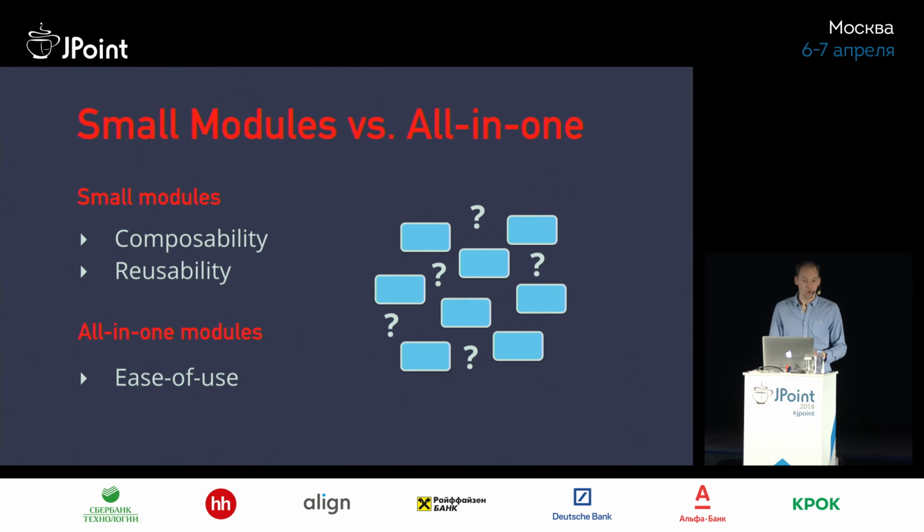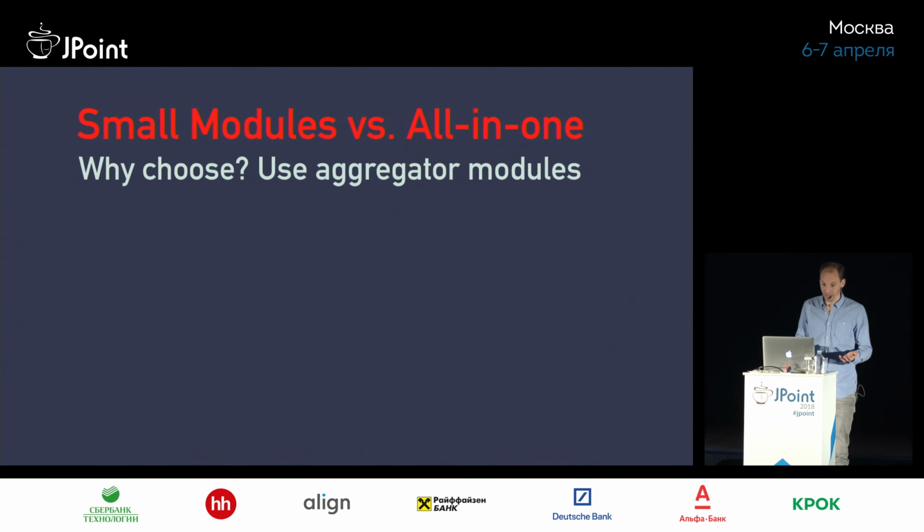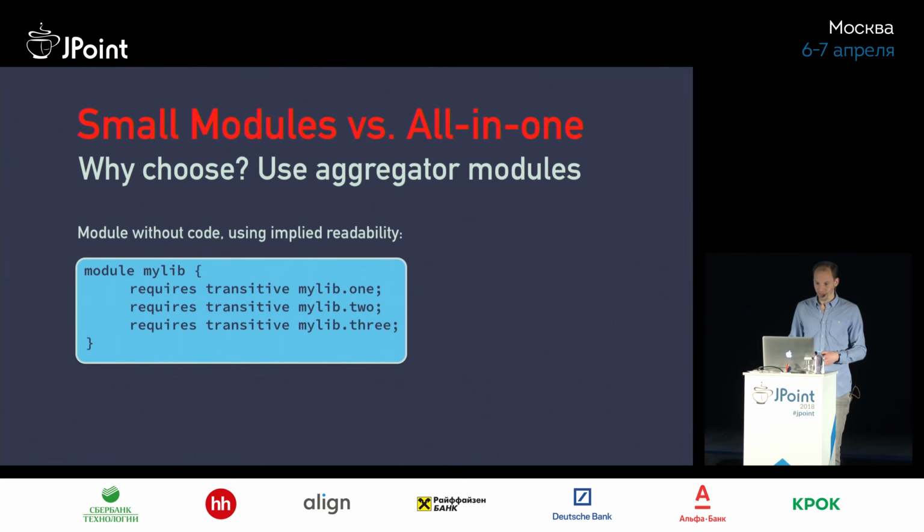So can we somehow combine these things? And the answer is yes. There's a mechanism that you can use in the Java module system that allows you to create so-called aggregator modules. And what happens here is that, for example, if you have a library that logically consists of 3 parts, like mylib 1, 2, 3, you can create a new module which doesn't have to contain any code. It only has to contain this module descriptor. And you say, okay, this module requires transitive all the parts of my library.